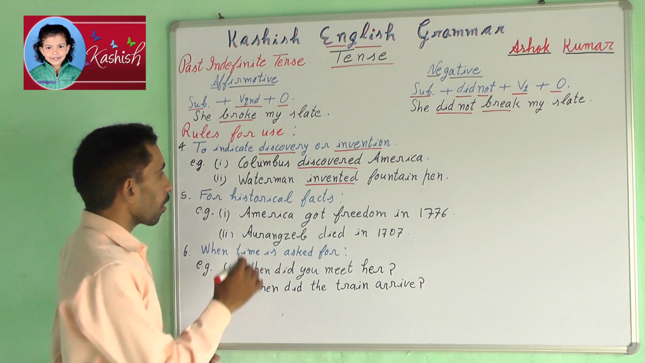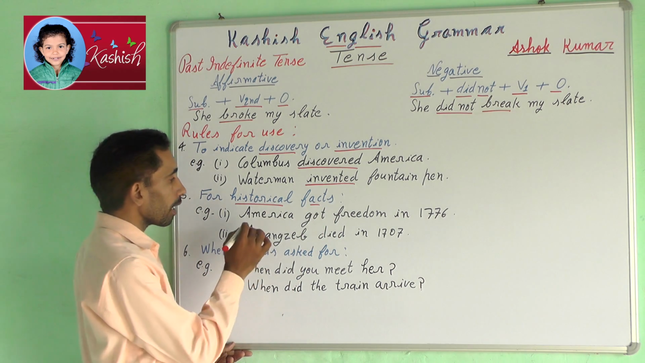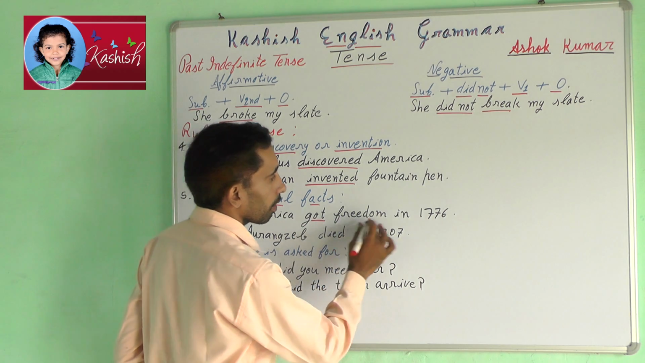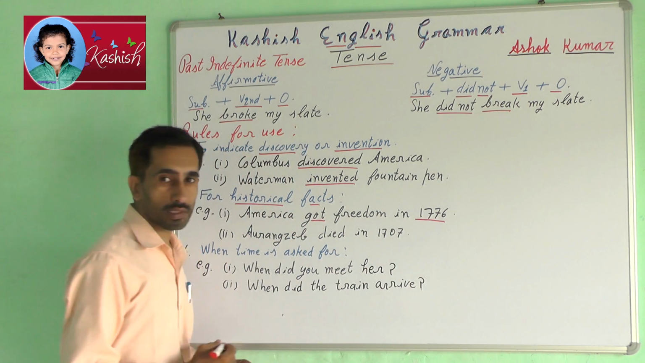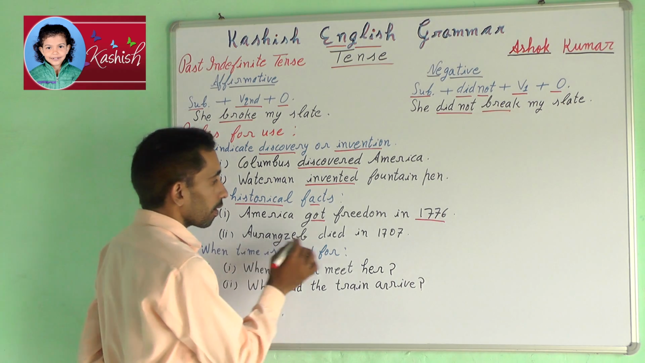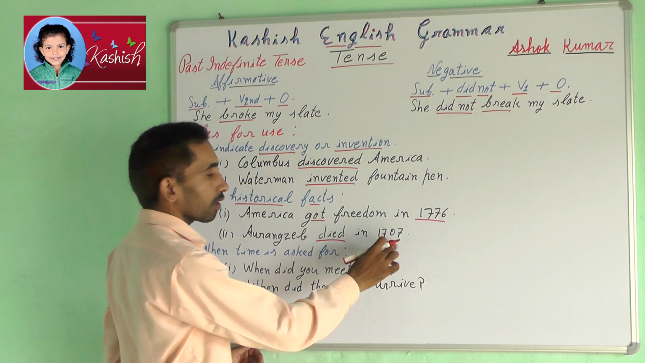Fifth, for historical facts. For example, America got freedom in 1776. Aurangzeb died in 1707.